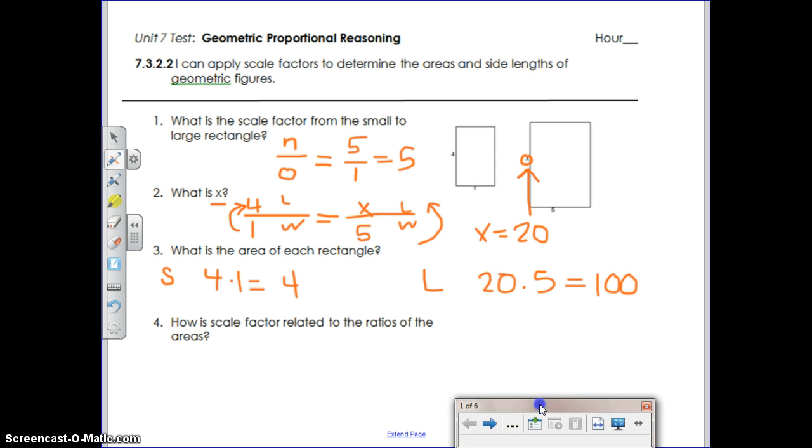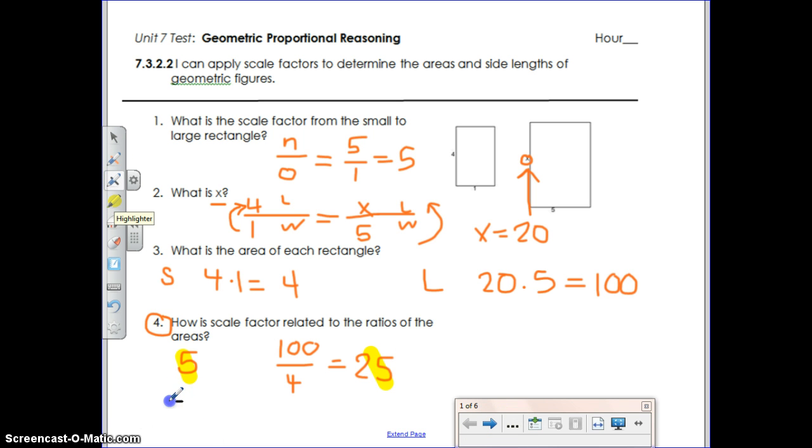Good. All right, question 4 we're going to do together, so you don't need to pause the video. Question 4 says, how is scale factor related to the ratios of the areas? So our scale factor, remember, was 5. If we compare the ratios of our areas, we can see that is 100 divided by 4, which I know is 25. How are 5 and 25 related? Can you think of a way that 5 and 25 are related?